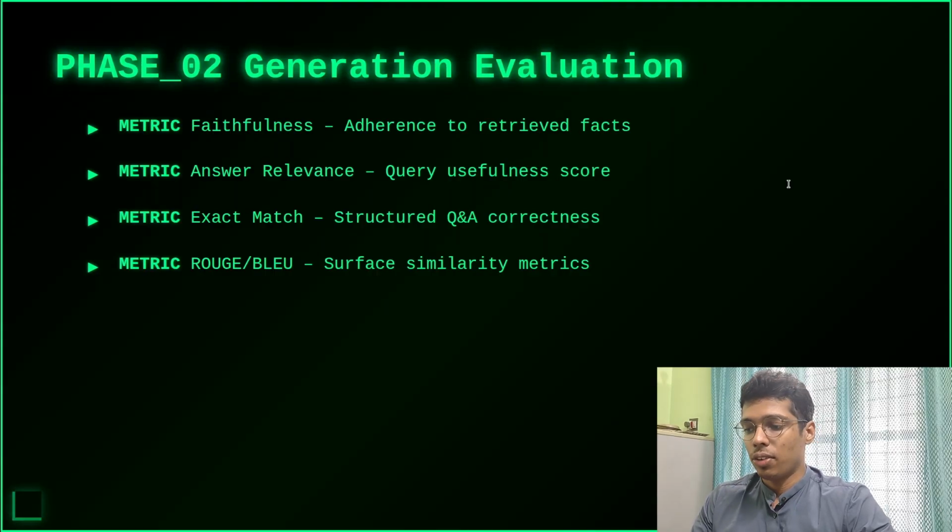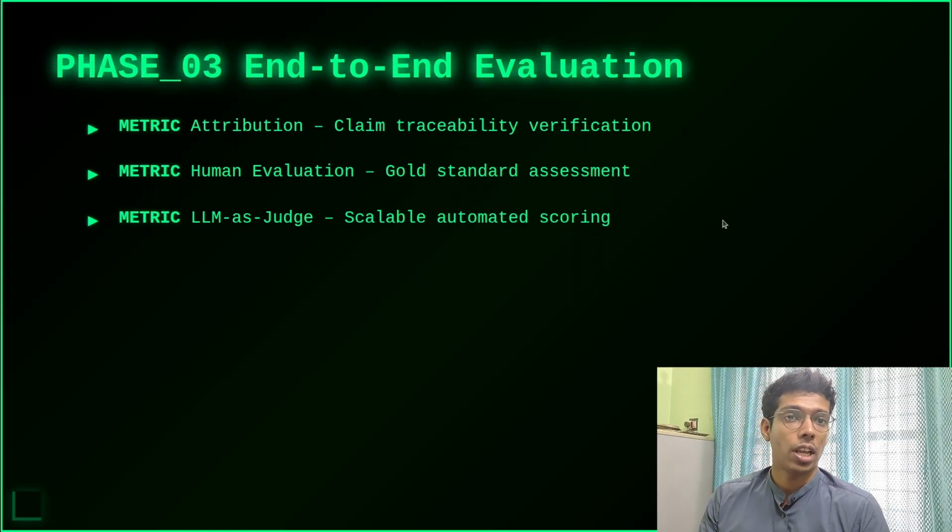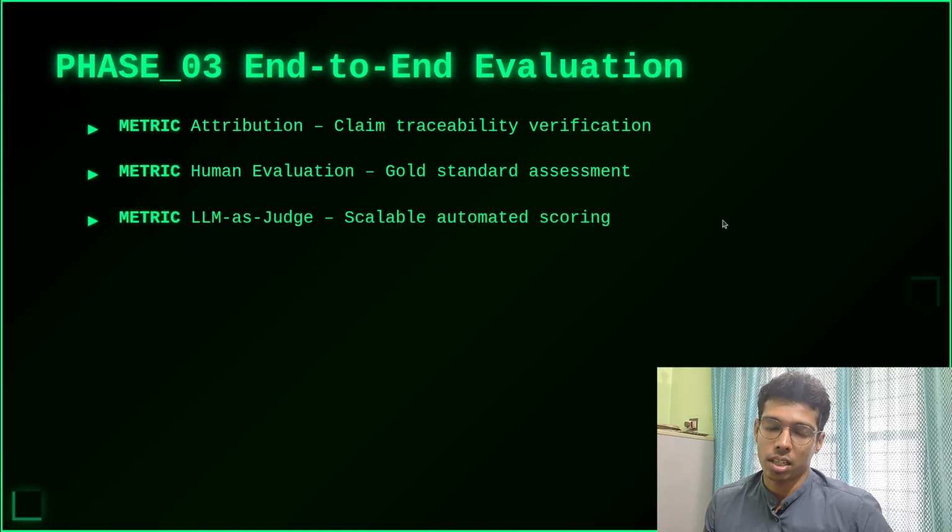Then we have end-to-end evaluation. The end-to-end hybrid metrics basically involve attribution. We want to trace where the LLM got this information, meaning which document from the RAG it was retrieved from. That traceability needs to be there so that we can evaluate the results given by the LLM.